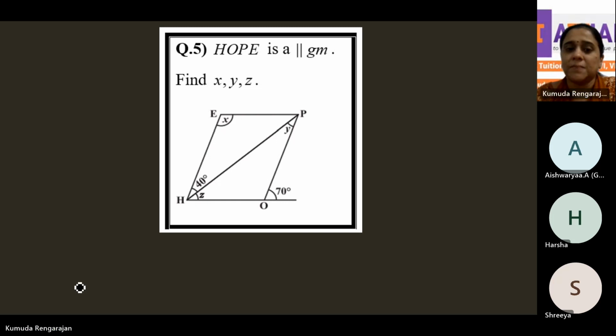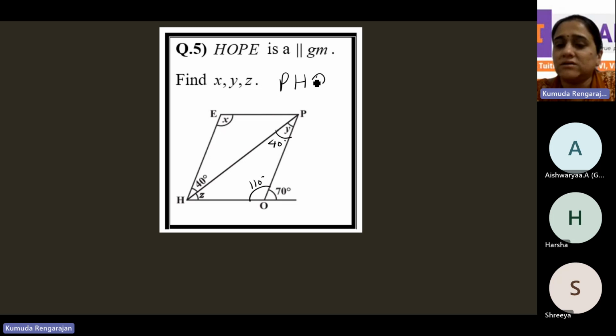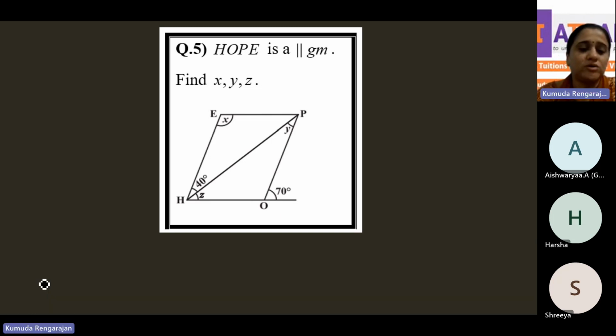All right. Now Z. So Yarni says this is 110. This is 40. But this is a triangle. No, PHO is a triangle. In a triangle, the sum of the three angles is 180. So we have 40, we have 110. So 40 plus 110, 150. So Z has to be 30 degrees. That's one way. Or you can also do it like this.